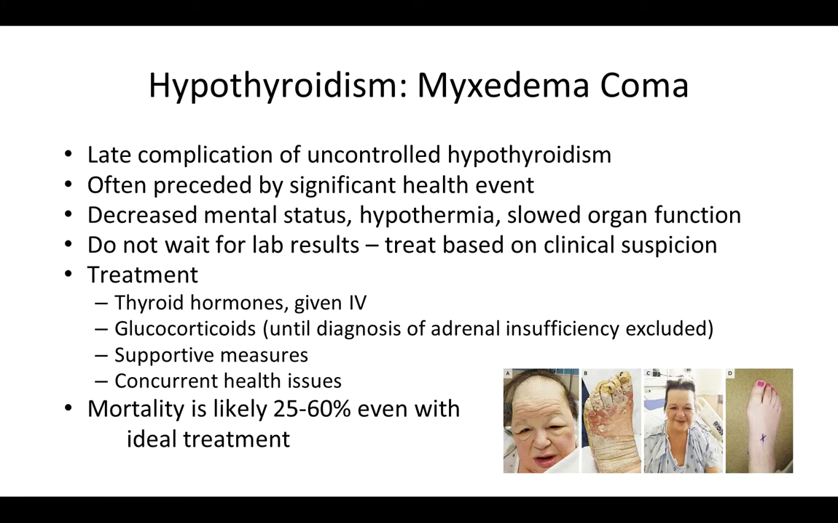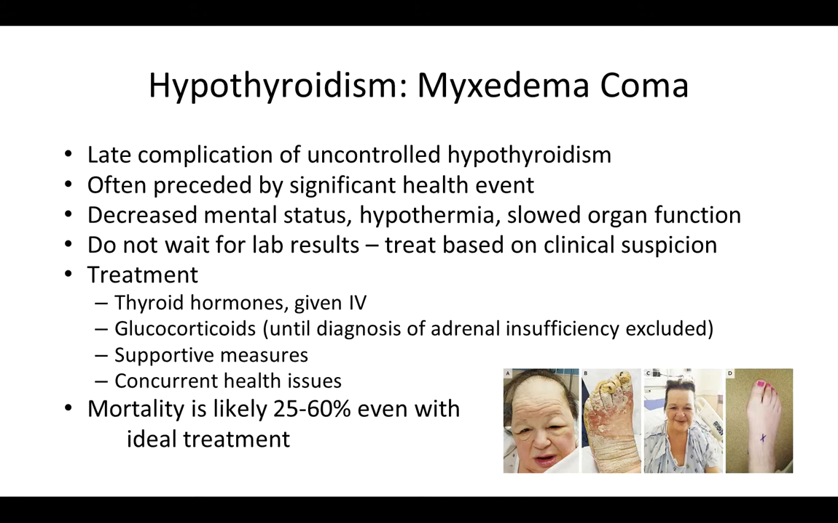They will show decreased mental status, hypothermia, and slowed organ function. If you think that this is what it is, you need to treat them right away. We typically do not wait for the lab results, which can take several hours. The mortality is 25 to 60%, even with ideal treatment, so it is very important to get them started on treatment. These patients will get thyroid hormones IV and glucocorticoids until we're sure that they don't also have an adrenal insufficiency, and they get supportive measures. And typically these patients have a lot of health issues, so they're going to need management of those current conditions.